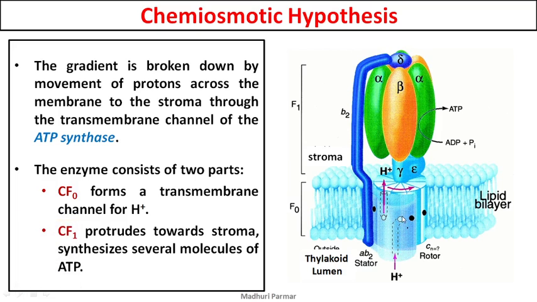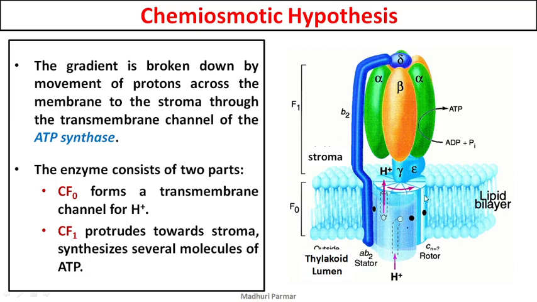The H+ joins, and it has to rotate this whole thing. As soon as it joins, the whole F0 particle moves, it rotates. The direction is shown here. As it rotates, it will move like this, and now this H+ will be here. After the whole circle, the H+ comes here. At this point it is free to leave. Now this H+ will be able to leave and enter the stroma. So this is how this H+ is moving the rotor.